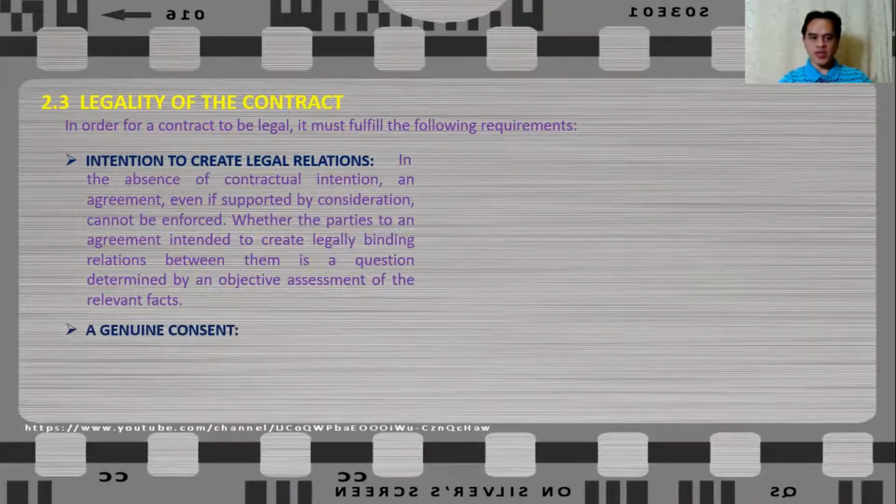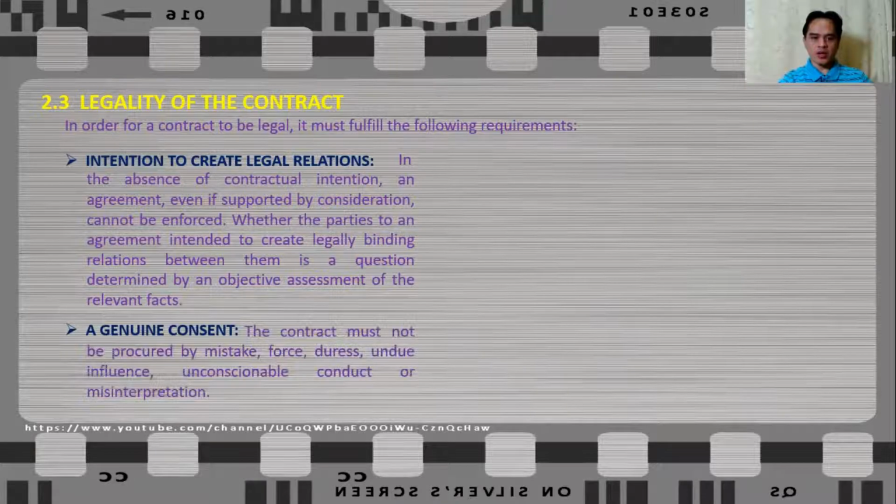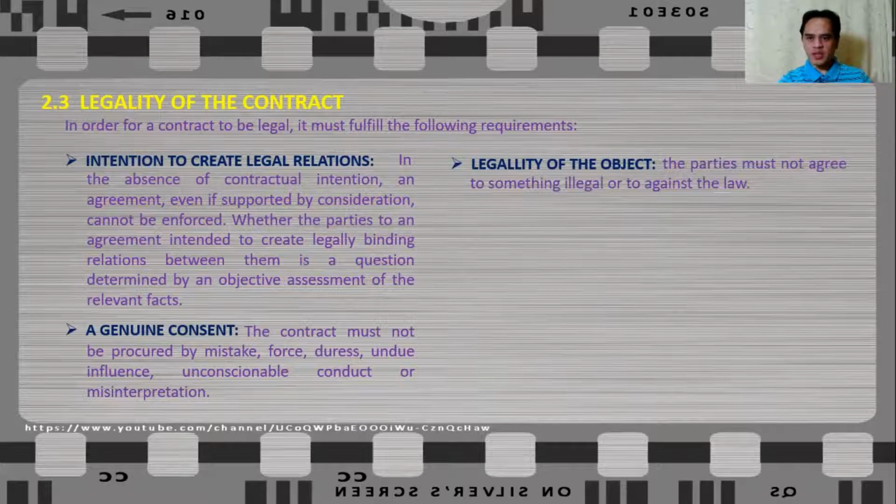Next is that there must be a genuine consent. The contract must not be procured by mistake, force, duress, undue influence, unconscionable conduct, or misinterpretation. Once these elements are present in the procurement of a contract, it can make the contract void. Then there must be a legality of the object. So what does it mean? The parties must not agree to something illegal or against the law. Of course, when you contract something that is illegal, by default it's not valid and not enforceable by law because it is illegal in the first place.